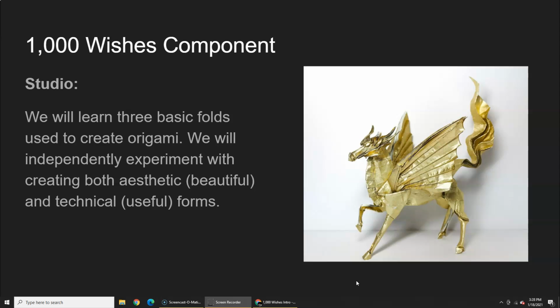We will do that together in your first 2 studio days. If you are working online, there is both a video and a step-by-step slideshow of how to do them. They're pretty easy, but they are important parts of learning how to do much more complex things. And then for the next 2 studio days, you will be experimenting and independently working on developing more complex folds.